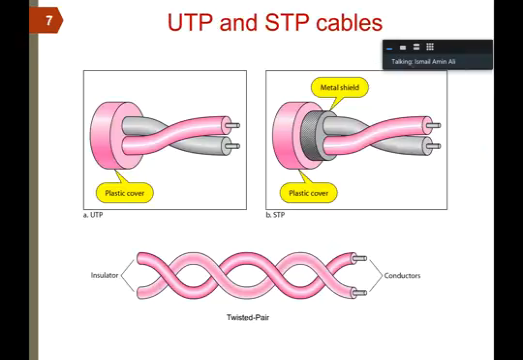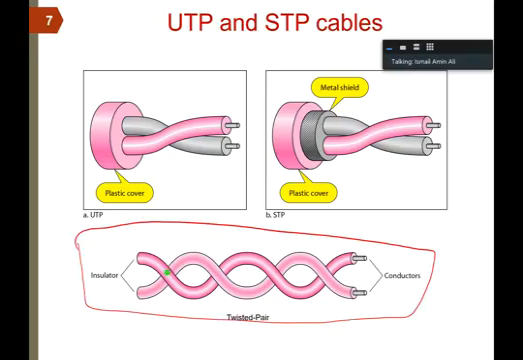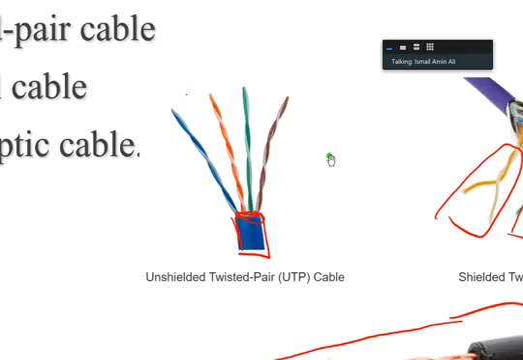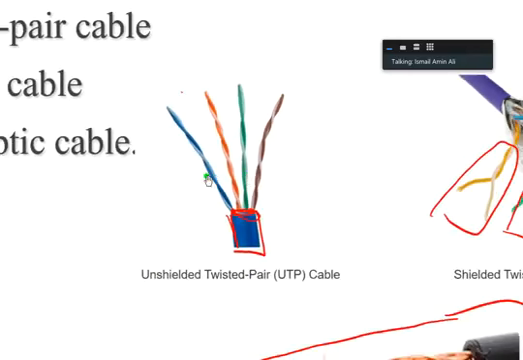So the first type, we said the most common is twisted pair cable. So this is a twisted pair. In a twisted pair, you have 2 wires twisted. You see, like this is a twisted pair. You see how they are?